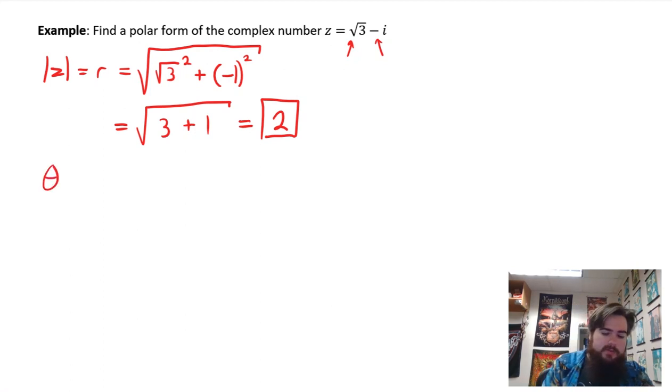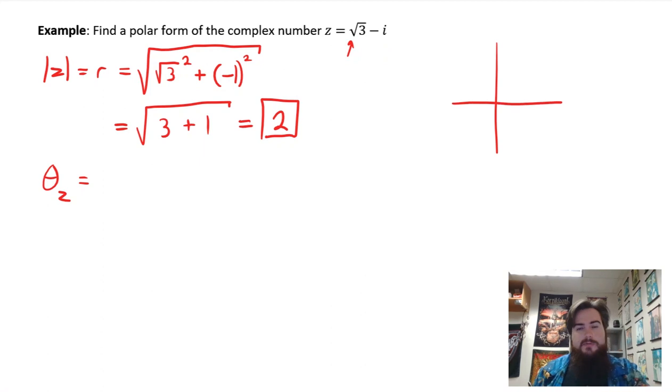I then also need to find the argument in order to complete the polar form. However, when trying to think about the argument, consider first where your complex number should be in the complex polar plane. Since I have a positive real value of square root of 3, I'm going to be going to the right along the x-axis. And because I have a negative imaginary, I'll be going down along the y-axis, or the imaginary axis. And I'm looking for an angle measure down in quadrant 4.